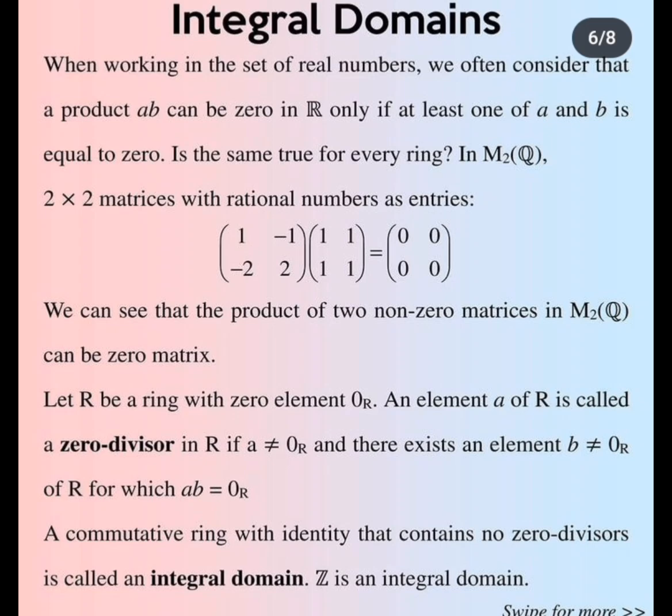So a commutative ring that has an identity element and contains no zero divisor is called an integral domain. So an integral domain, we often represent it with the symbol Z. So when you see Z, it is representing an integral domain. The ring must be commutative first. After being commutative, there is no zero divisor. So a commutative ring that does not have a zero divisor is called an integral domain.